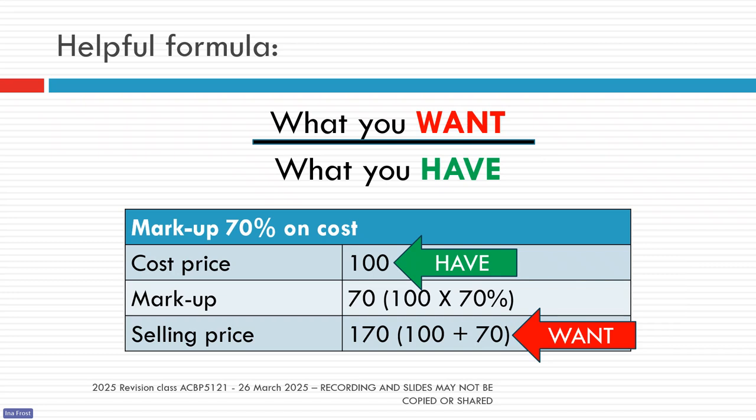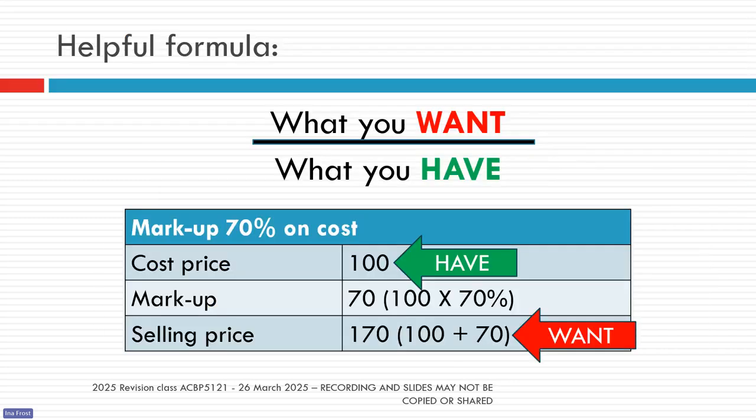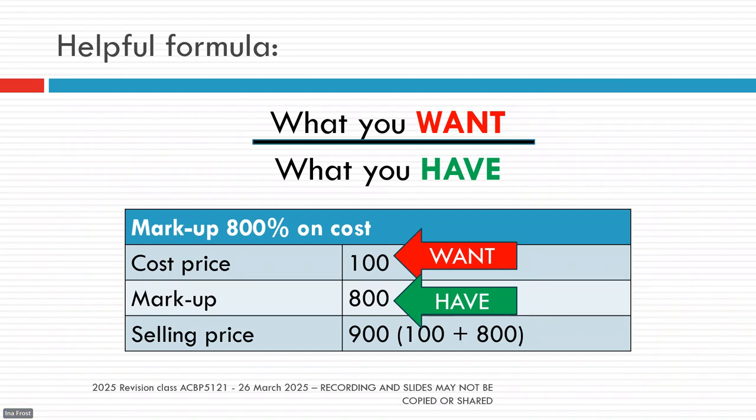So we're going to use our formulas of what we want over what we have. So for that first one, we were given a 70% markup on cost price. We have to work out the profit and the selling price. So once again, you can use your what you want over what you have. So that one, this first one I've calculated, that is to get to the selling price. So what did I want? I want the selling price. What was I given? I was given the cost price, and that gives me the selling price.